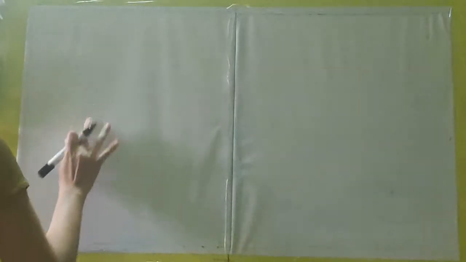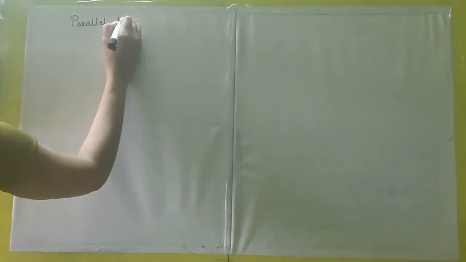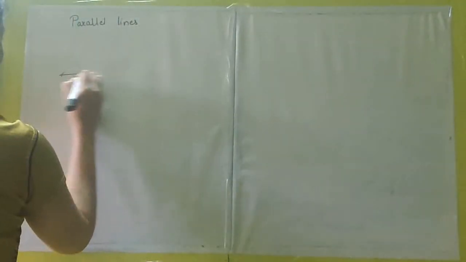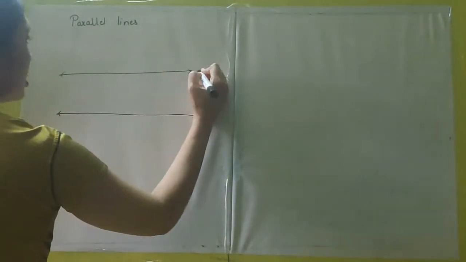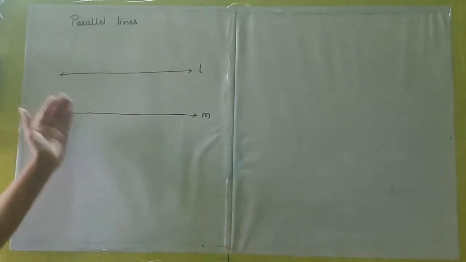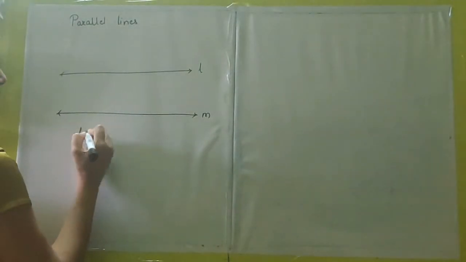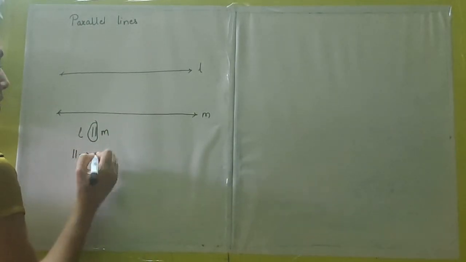So let us start. Today we are going to start with parallel lines. Let us first understand what parallel lines are. Parallel lines are lines which never intersect each other. So this is L and this is M. This line L and this line M, we will say that they are parallel. Line L is parallel to M. This is the symbol for parallel.